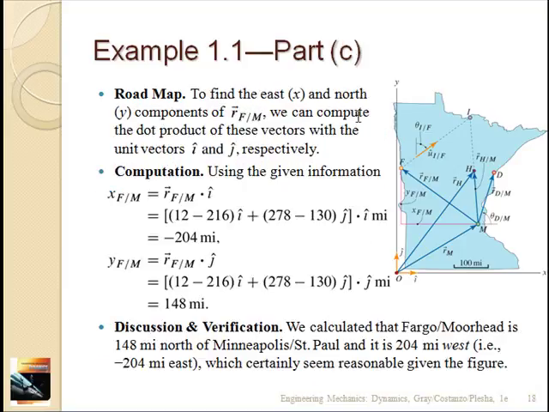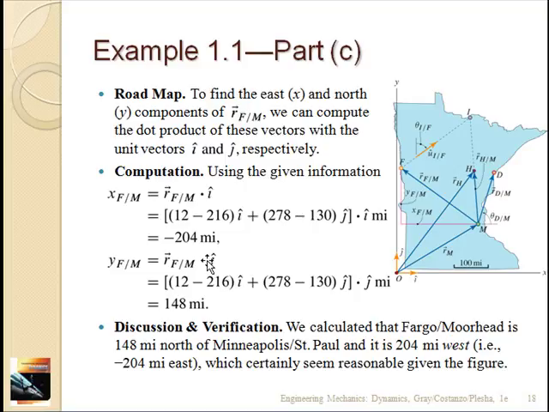All right, part C is find the east and north components of R for F relative to M. F is here, M is here. So we draw a vector from here to here. So we should get a negative x component and a positive y component. So the x is just the difference in the x values. Okay, so 12 minus 216, and the y vector is the difference in the y values, 278 minus 130.